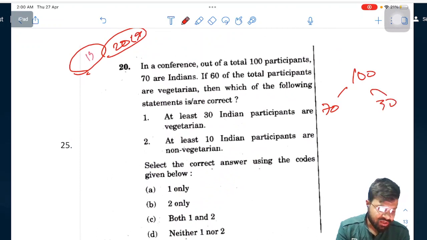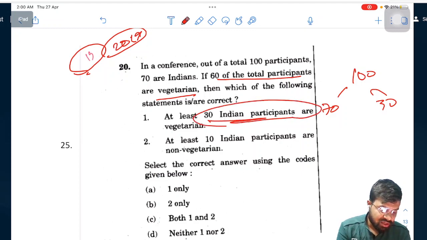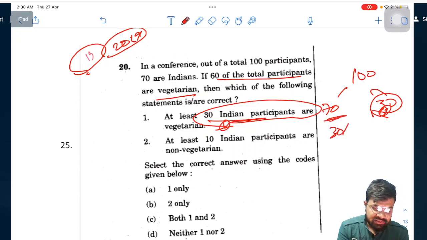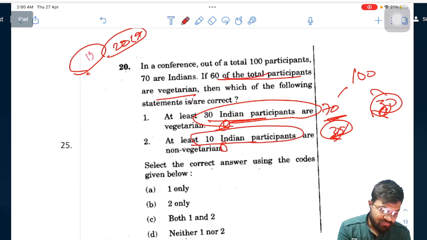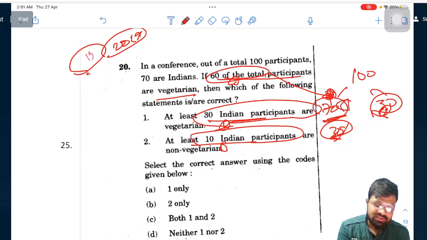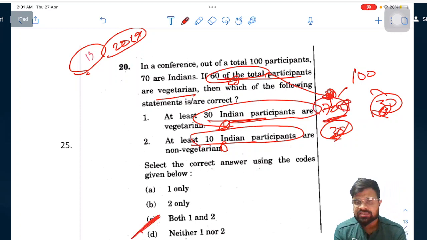That means 30 are foreigners. 60 of the total participants are vegetarian. At least 30 Indians should be vegetarian. See, if all these foreigners are vegetarian, still 30 Indians are vegetarian because a total of 60 are vegetarian. Again, common sense. At least 10 Indians are non-vegetarian. See, if all the 60 vegetarian participants are Indians, still Indians are 70. That means 10 should be non-vegetarian. So both statements are correct based on common sense and assumption.